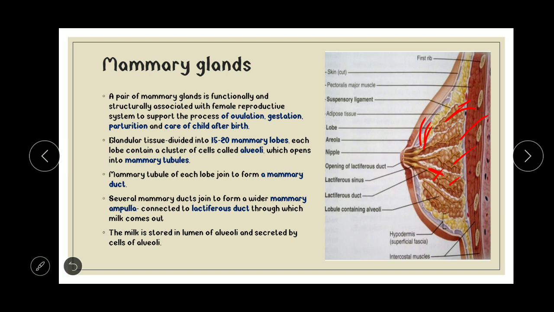So the milk is stored in the lumen of the alveoli and secreted by the cells of the alveoli. So milk helps in the nourishment of the child after birth up to 1 or 2 years.